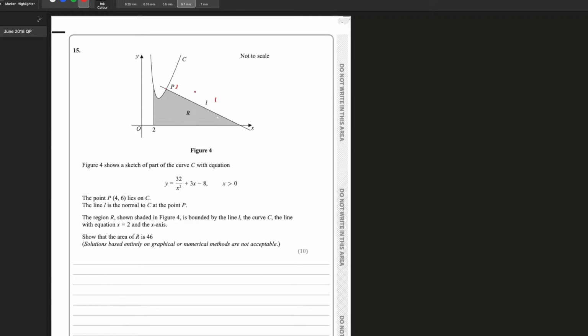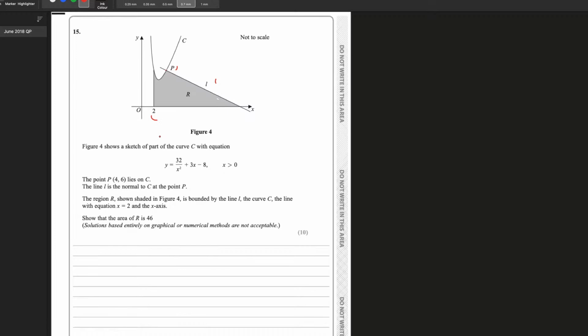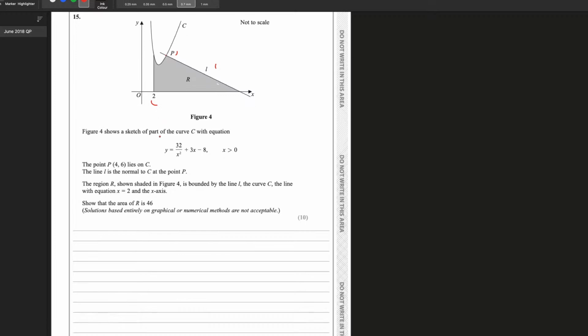The region R, as you can see, shown shaded in figure 4, is bounded by the line L, the curve C, the line with the equation x equals 2, that is here, and the x-axis, as usual. Show that the area of R is 46. Solution based entirely on graphical or numerical method is not acceptable. Okay, let's see.